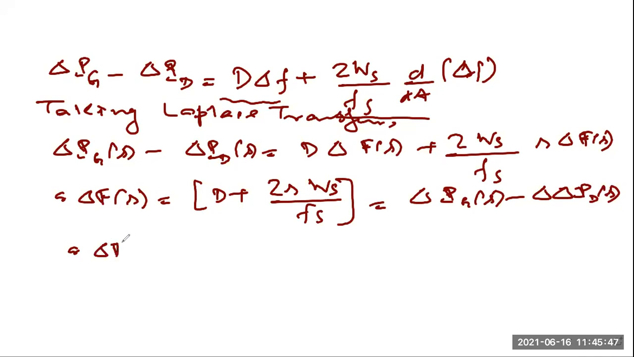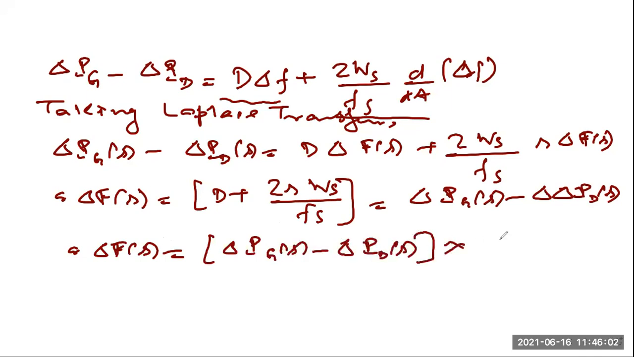So for delta F(s), we are interested in what is the change in frequency. This will be equal to (delta PG(s) minus delta PD(s)) into 1 by (D plus 2 Ws by Fs into s). So this is basically the rate of change of the frequency.